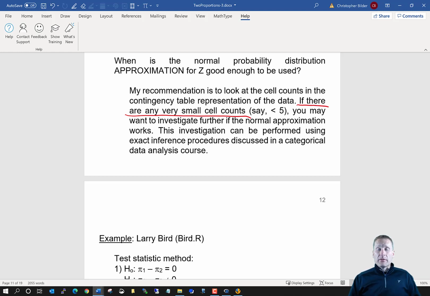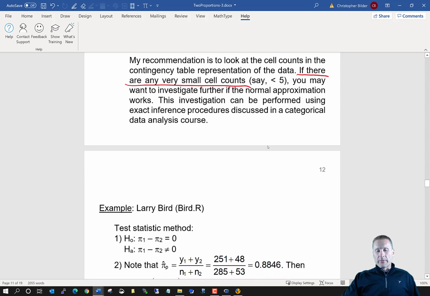When that does happen, there are alternatives that one can use to check whether the normal approximation works, or simply to do the inferences itself. We talk about those kinds of alternatives in my categorical data analysis course that I teach. If you want more information about that, you can check out my course notes, and I'd be happy to give you a particular reference. I'm going to say a little bit more about that at the very end of our notes here.